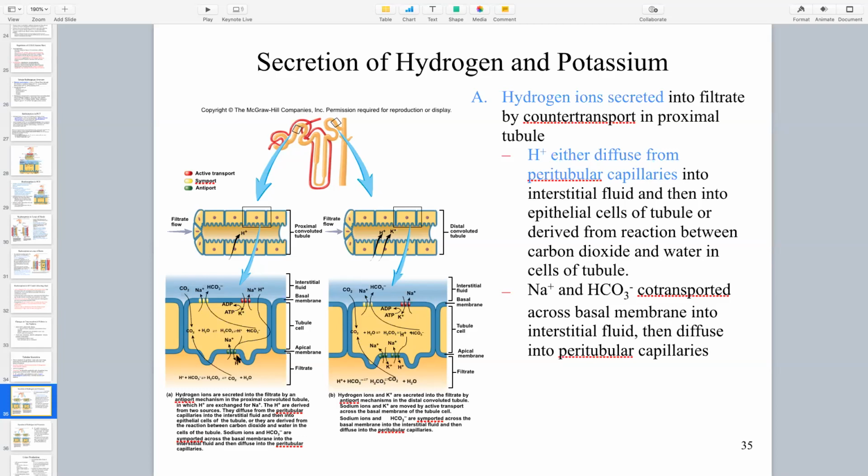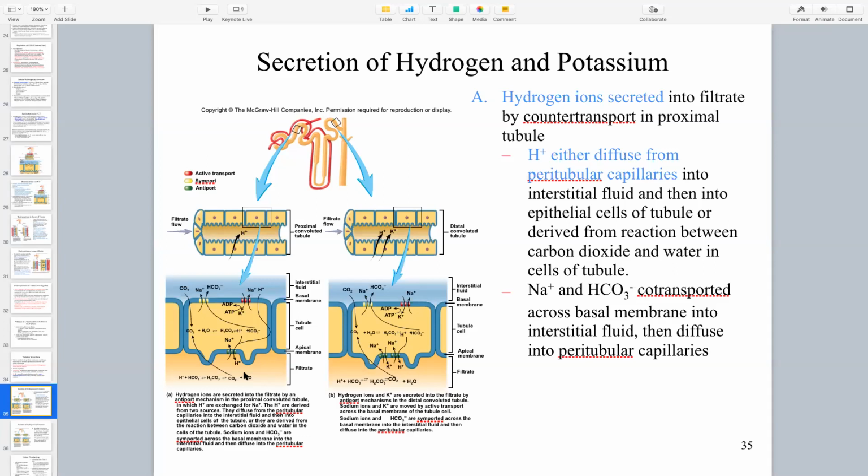Hydrogen secretion allows us to get rid of any excess hydrogens in our bloodstream. Remember, our blood is slightly basic, 7.4, right? So if it becomes a little bit less than 7.4, 7.1, 7, well, that's acidotic, right? We're closer towards acid levels then. What we need to do is get rid of excess hydrogens from our bloodstream. This is how: we take the hydrogen from your bloodstream and move it into the filtrate.